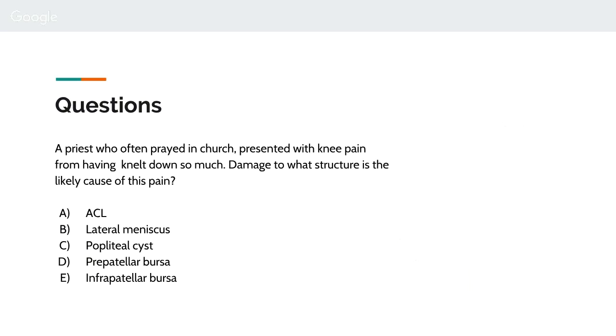Okay, a priest. You may have noticed I changed the bone slide to a priest now. Often prayed in the church, presented with knee pain from having knelt down so much. Damage to what structure is most likely the cause of this?